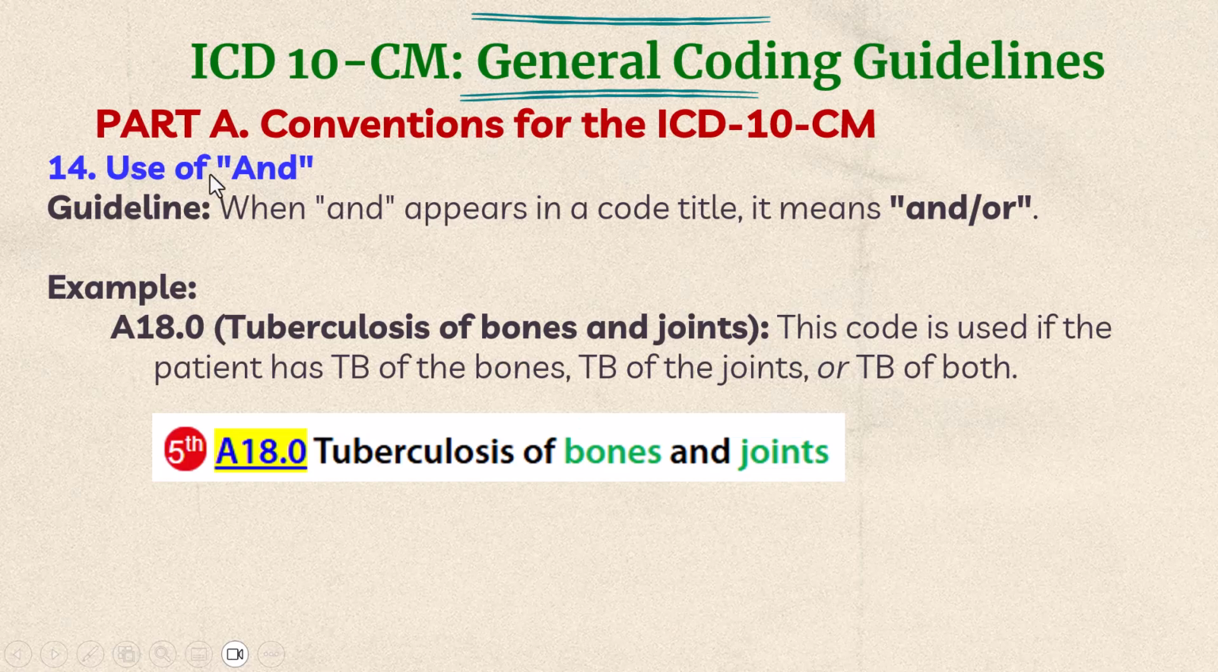Number 14, use of AND. When "and" appears in the code title, it means "and/or". As we saw in number 8, the example of A18.0, tuberculosis of bones and joints, which means the patient has TB of bones, or TB of joints, or TB of both.